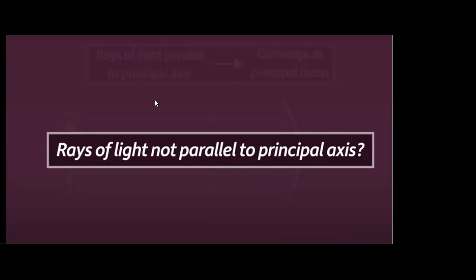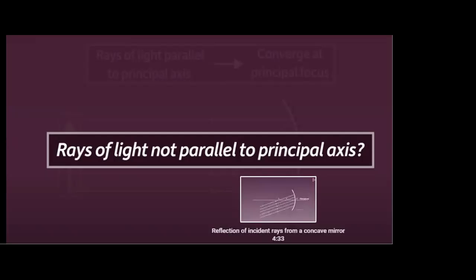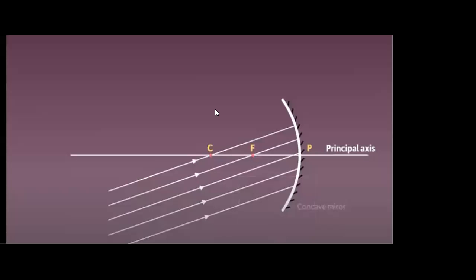What about the rays which are not parallel to the principal axis? What will happen to them? Will they follow the laws of reflection? Yes, Devika, they will follow the laws of reflection, right? Why wouldn't they follow? They will follow the laws of reflection. So they will form the, tell me.